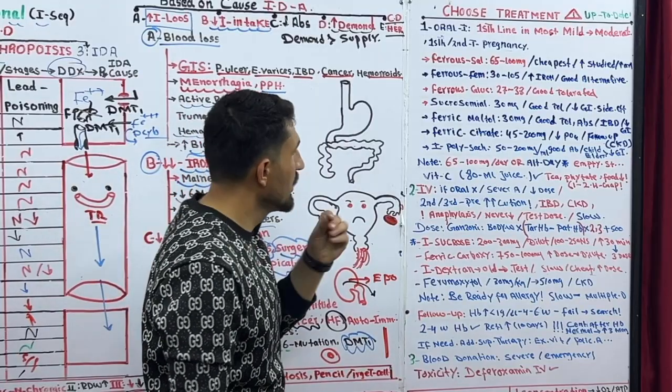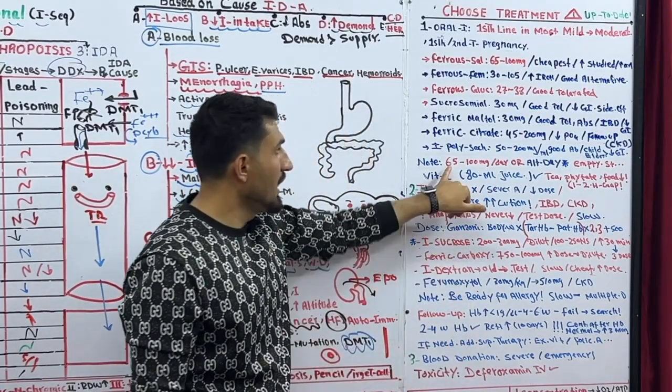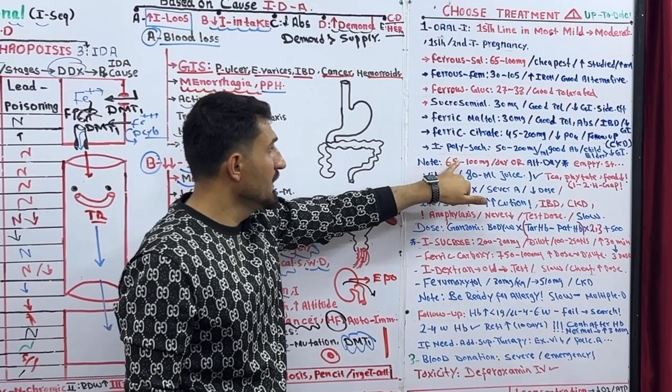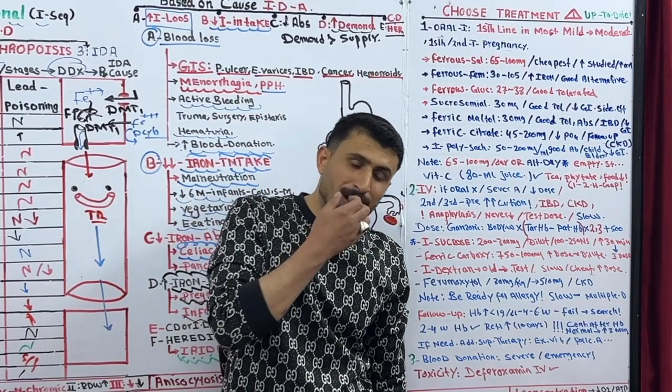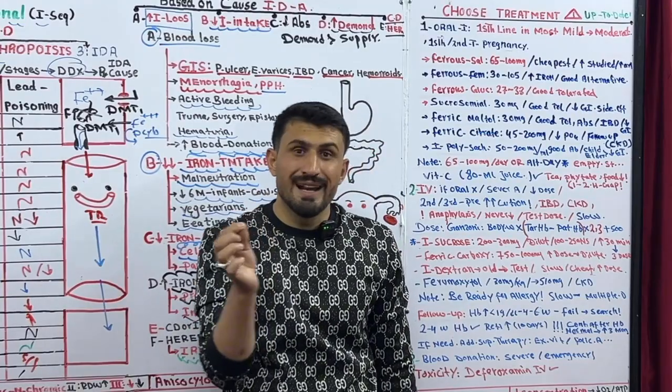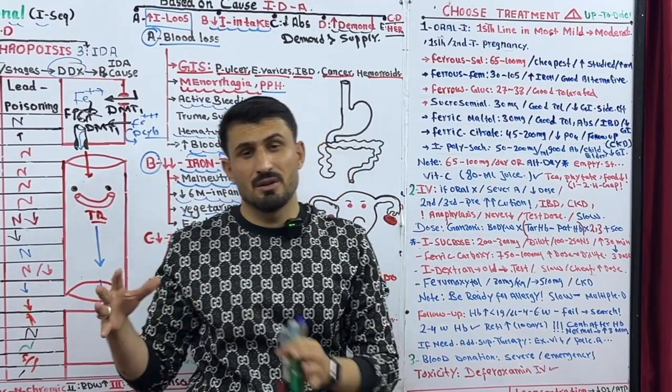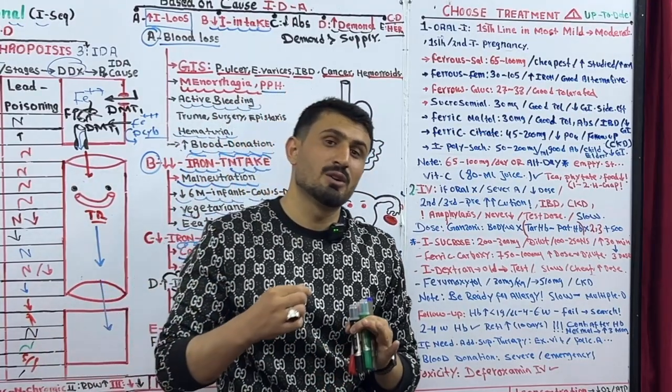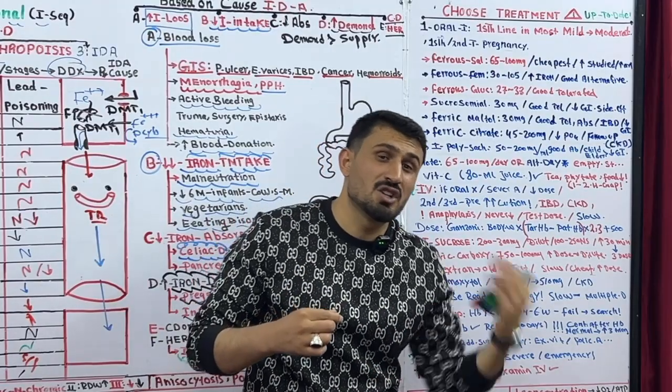So now when you give oral iron to a patient, you have to give around a 65 to 100 milligram dose per day, or in the new guideline they say to give the oral tablets on alternate days.